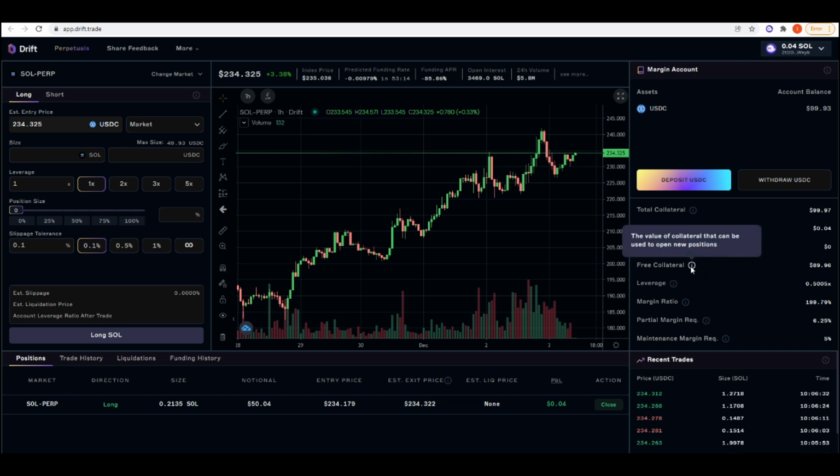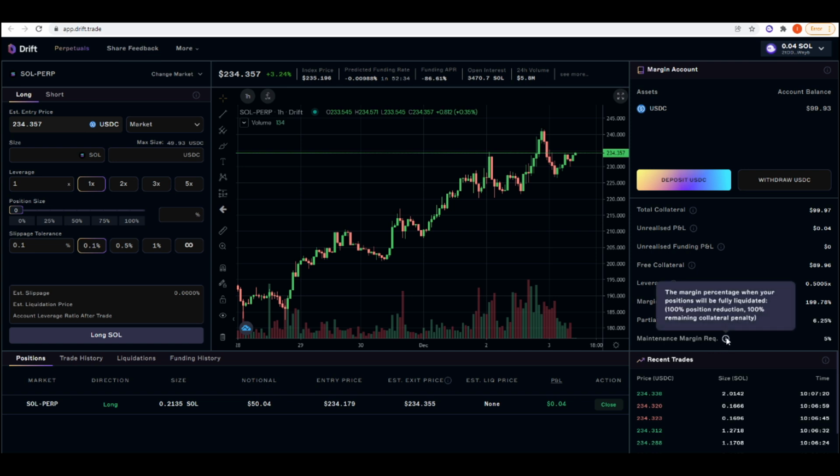And this is free collateral, the value of collateral that can be used to open new positions. We also have leverage here, because I've only used half of my portfolio to enter this perpetual futures long, so that's only going to be 0.5x. And then margin ratio, which is the total collateral divided by total notional position size. If my margin ratio was at 100%, then I've used up all of my assets, but because it's at 200%, I've only used up 50% of my account to actually go into a trade. And then here we have maintenance margin requirement.